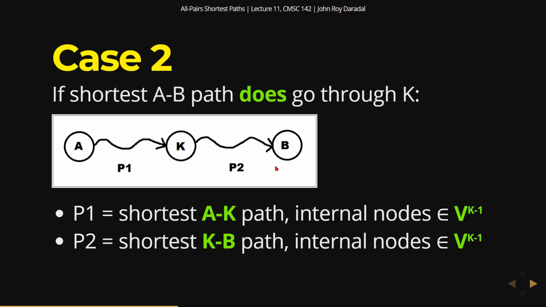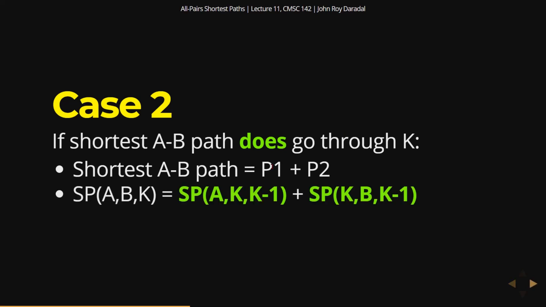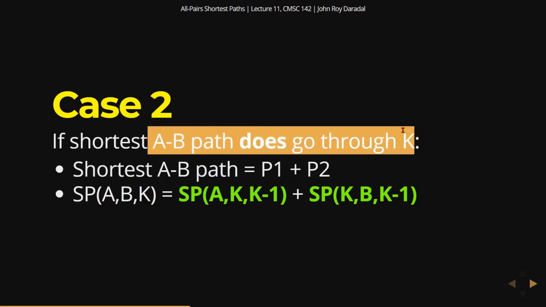Okay, so if that is the case, then we will combine path 1 and path 2, because that goes from A to K and then from K to B. So the shortest AB path is path 1 plus path 2 if it does go through vertex K. So that would be the subproblems SP of A to K, using only K minus 1 as the internal nodes, and from K to B using K minus 1 as the internal nodes, and then we'll add them. So this is the case for when the shortest AB path does go through vertex K.